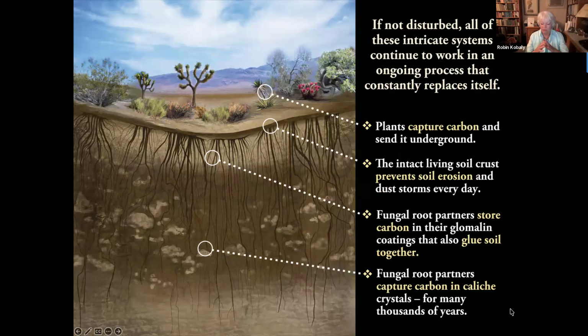So the bottom line is, if we don't disturb our desert soils, all of these intricate systems keep working in an ongoing process. It's constantly replacing itself. It's keeping stored carbon for tens to hundreds to thousands of years, and all we have to do is leave it alone. All we have to do is not blade it up. The plants are capturing carbon, as it says here. The living crusts are preventing soil erosion and they're preventing dust. Those fungal root partners are storing carbon in glomalin. The roots themselves are storing organic carbon, and all the caliche underground is storing all of that carbon.